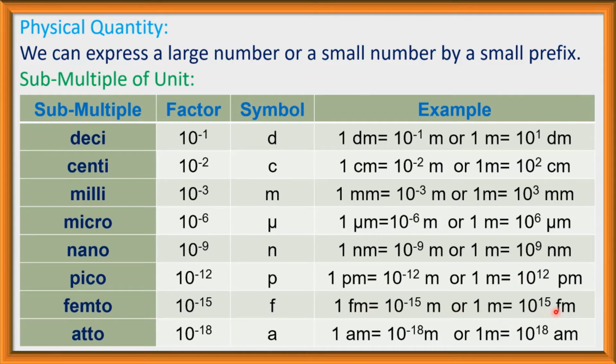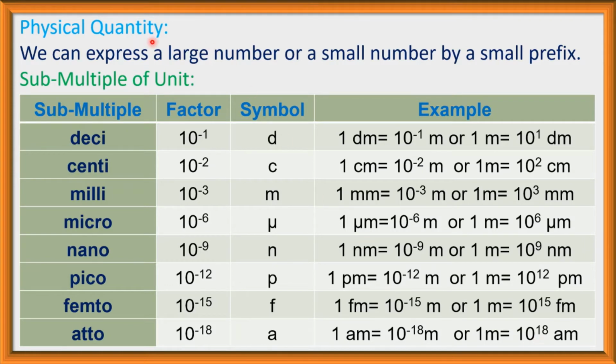Atto, for the factor 10 to the power minus 18, its symbol is a. 1 attometer is equal to 10 to the power minus 18 meter, or 1 meter is equal to 10 to the power 18 attometer.